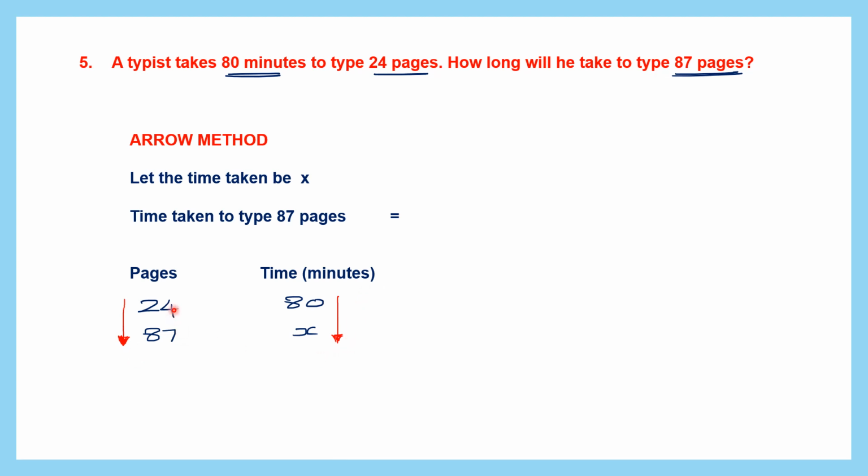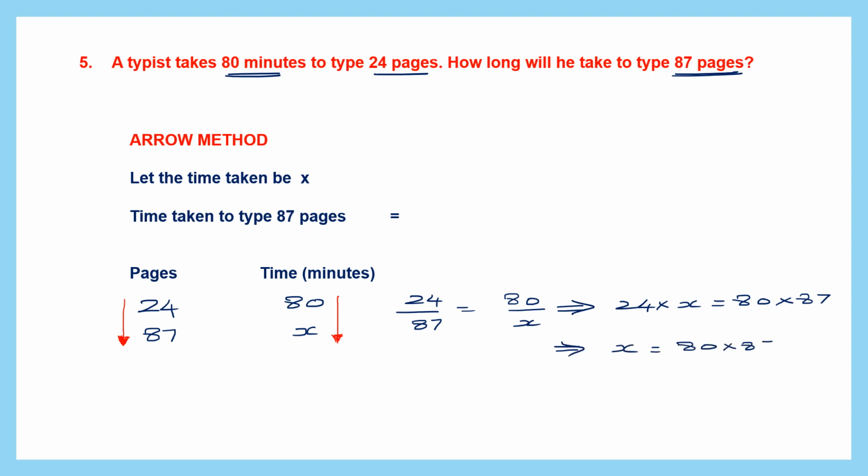So here now let's write out the fractions here, starting from 24 by 87 to 80 by x. So let's write that 24 by 87 is equal to 80 by x. So now we are going to do cross multiplication. 24 into x equals 80 into 87. So let's write that down. 24 into x is equal to 80 into 87. So now we are going to find the value of x by writing 80 into 87 divided by 24.